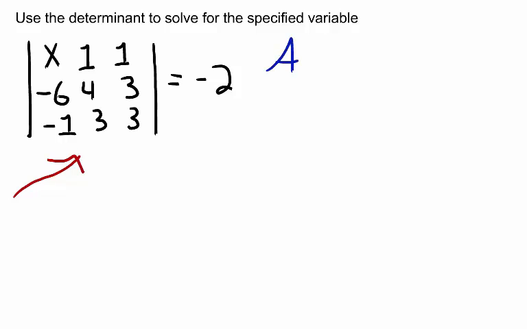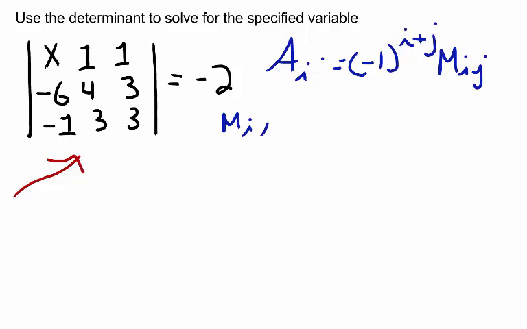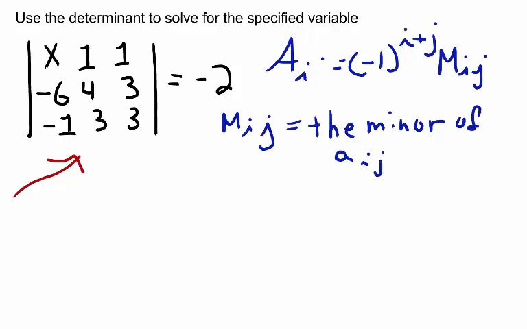The cofactor, a sub ij, is equal to -1 raised to the power of i plus j, which represent our row and column positions respectively, times the minor of ij, which represents the minor of element a sub ij. We call this process expanding across a row or down a column.